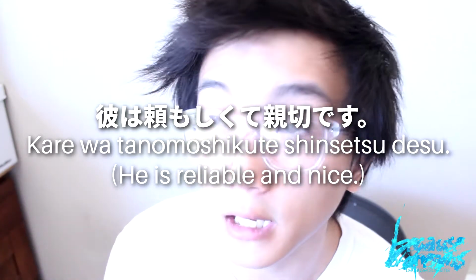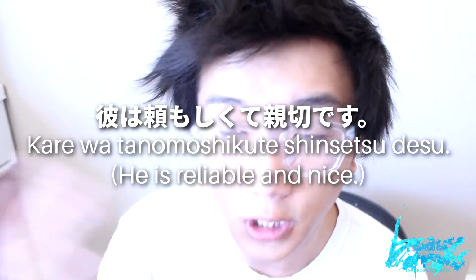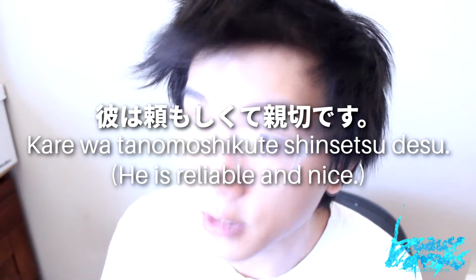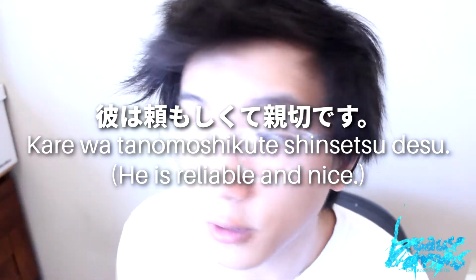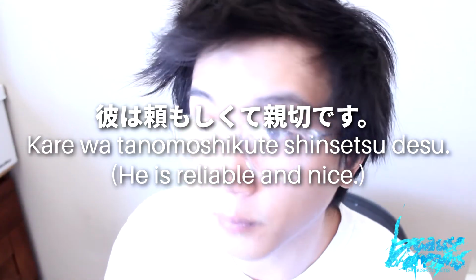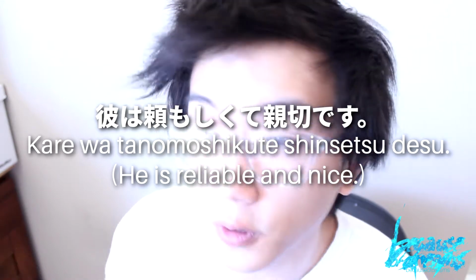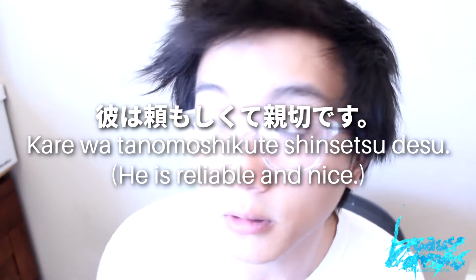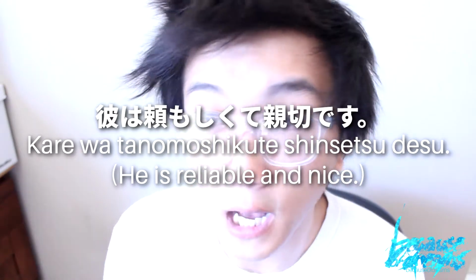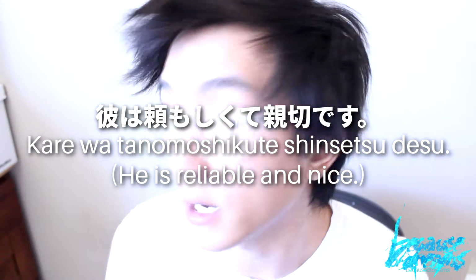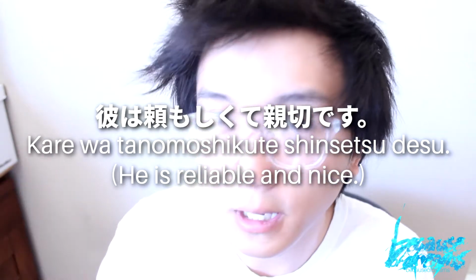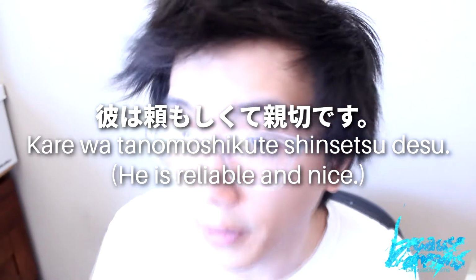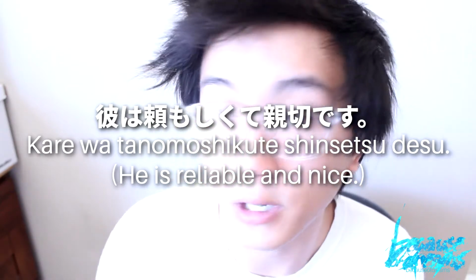Here we're conjugating it into its te form, tanomoshikute, to obey this grammar construct, because we're going to connect it to another adjective. If we wanted to, we could use a whole clause that has its own verb instead of an adjective, but we're keeping it simple for this example. Then we add the na adjective shinsetsu right after that, and we end the sentence with desu. All together, "Kare wa tanomoshikute shinsetsu desu" means "he is reliable and nice." Here the key word is basically "and."